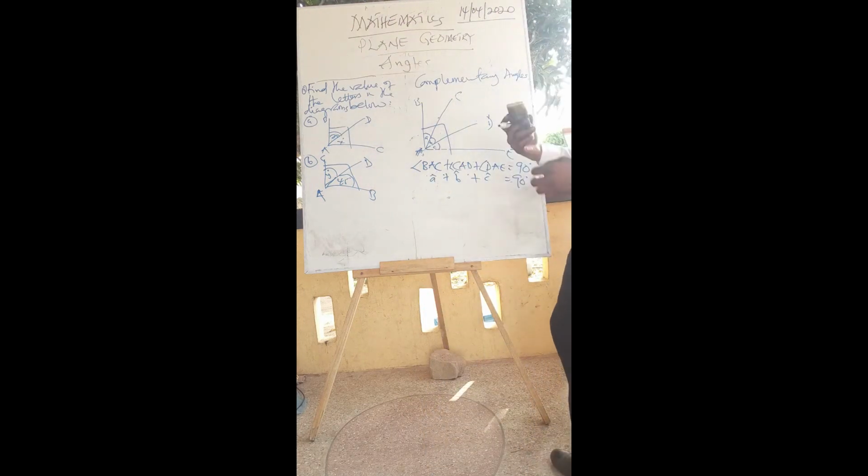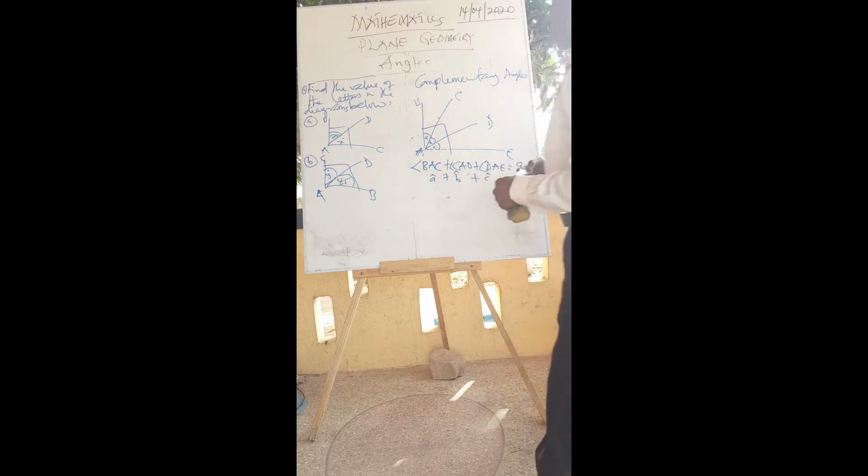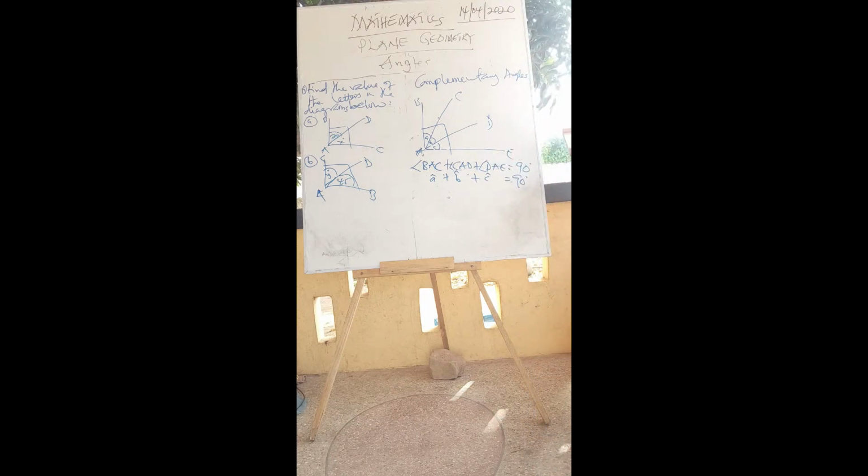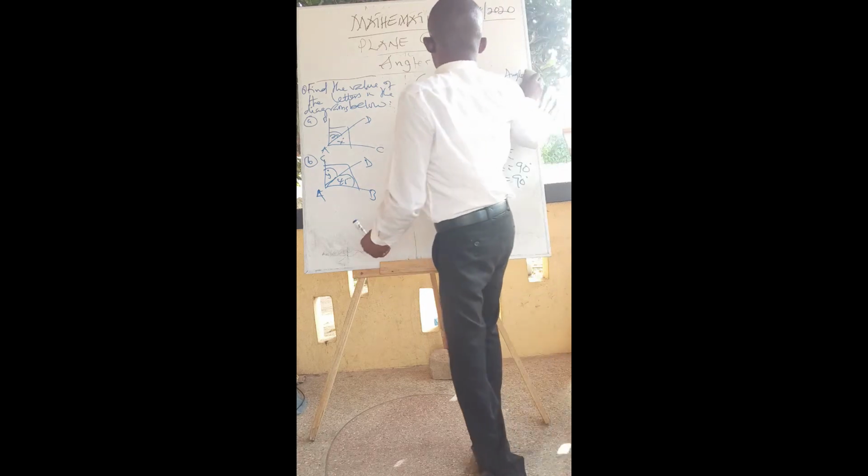So if you look at this, find the value of the letters in the diagrams below. We have A, we have this right angle, so these are the questions. The A, we have to find X, the B, we have to find Y. So let's try to solve this question.